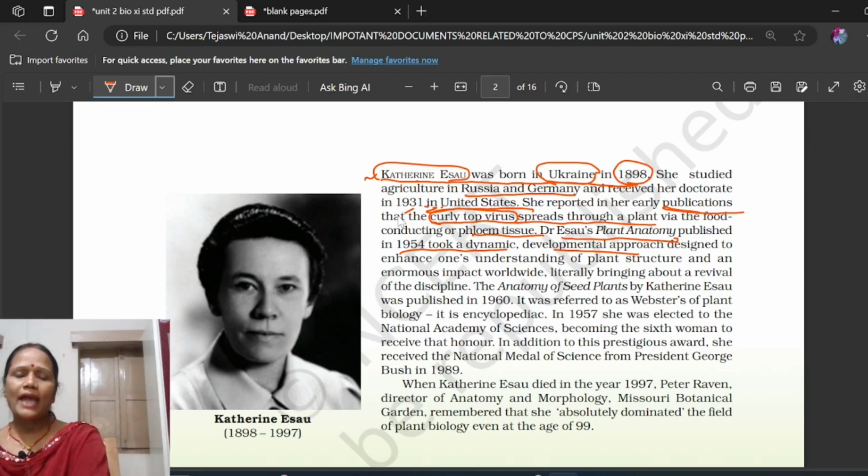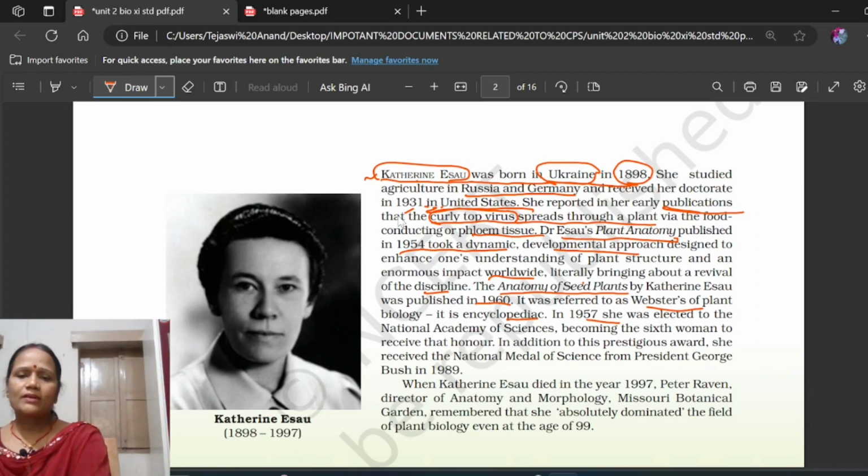So Dr. Esau's book Plant Anatomy, published in 1954, took a dynamic developmental approach designed to enhance one's understanding of plant structure and had an enormous impact worldwide, literally bringing about a revival of the discipline. Another book, The Anatomy of Seed Plants, by Katherine Esau, was published in 1960. The first book was published in 1954, another in 1960, which was referred to as the Webster's of plant biology.